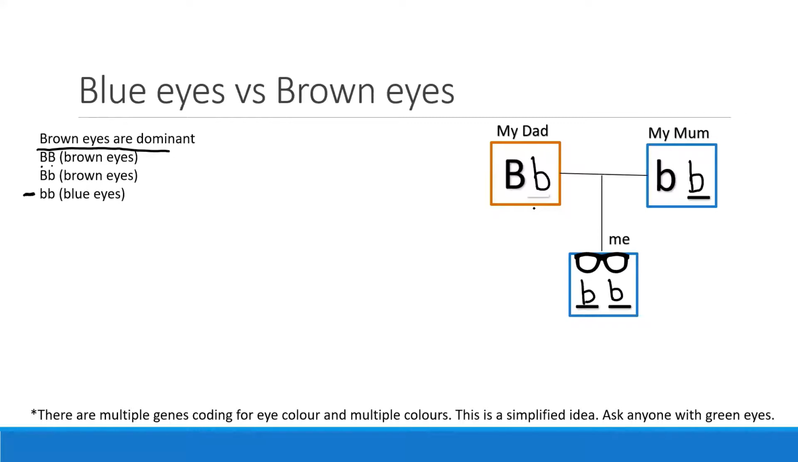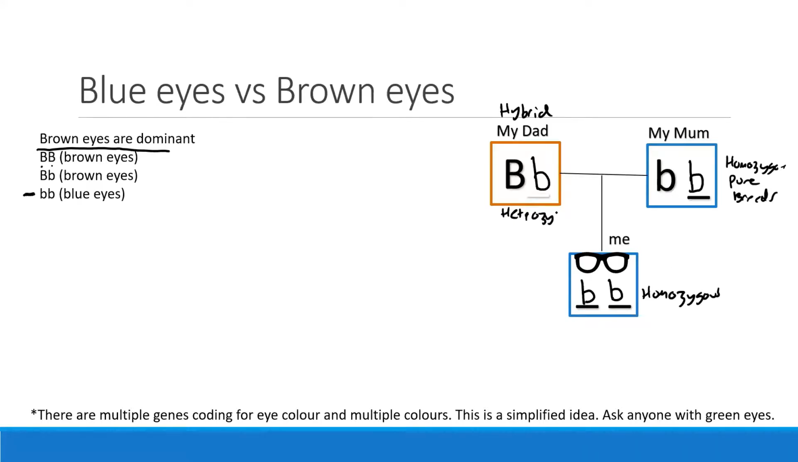My dad in this case is the hybrid, whereas both me and my mum are the pure breeds, or again, homozygous, whereas my dad is heterozygous.